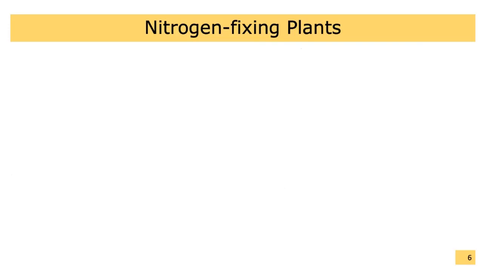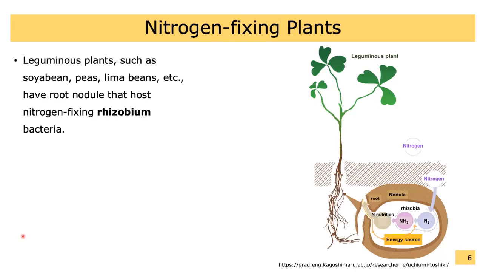Nitrogen fixing plants. Leguminous plants such as soya bean, peas, beans, etc. have root nodules that host nitrogen fixing rhizobium bacteria. These bacteria take nitrogen from the air and convert it into a form that can be used by the plant. In exchange, they receive nutrients from the plant for their own survival. It's a perfect example of a plant-organism symbiotic relationship.